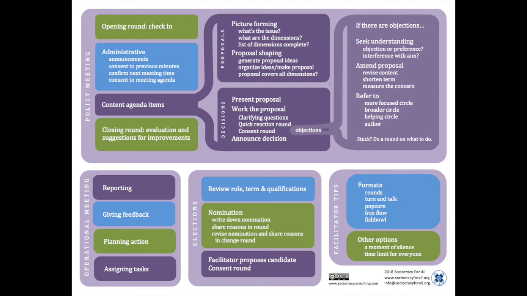So basically, the whole top part is what a policy meeting looks like. And you can see the purple part, the content, agenda items, then flips open to picture forming, proposal shaping, and so on, proposals, decisions, and then objections.